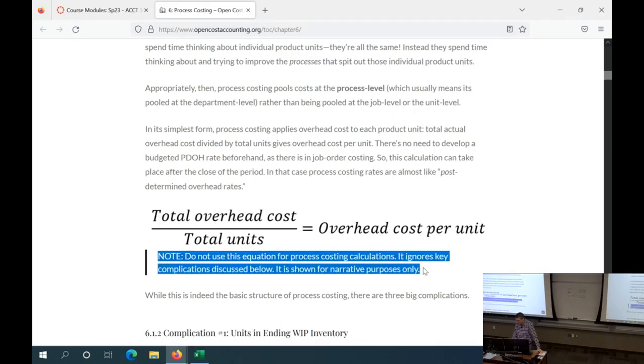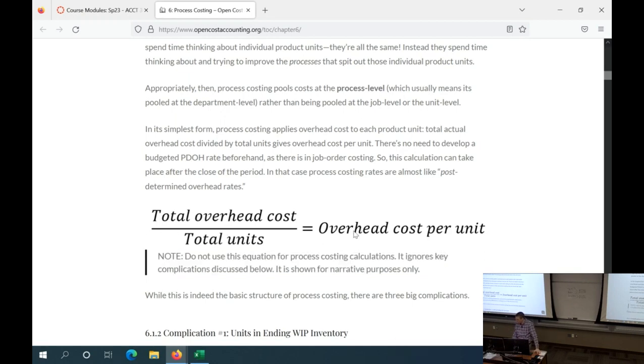This is not an equation that you're going to use, but it's just working through the logic of how you go from, say, a job order costing environment to a process costing environment logically. So okay, well, great. We have an overhead cost per unit. We have cut out tracing any drivers.